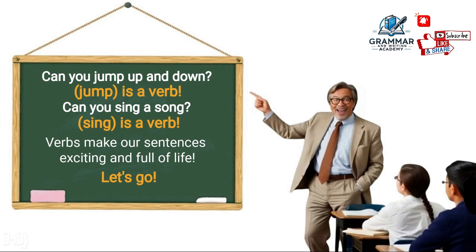Can you jump up and down? Jump is a verb. Can you sing a song? Sing is a verb. Verbs make our sentences exciting and full of life. Now, are you ready to learn about two super cool types of verbs? Let's go!